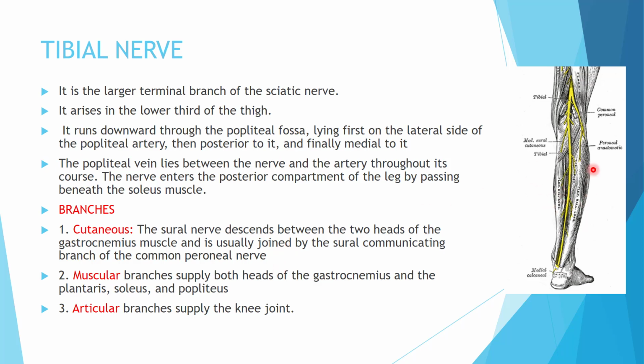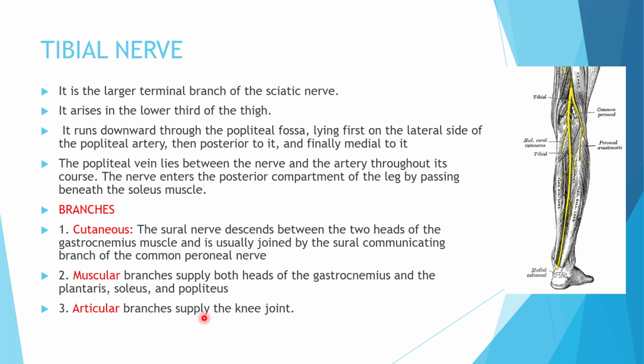Then there are muscular branches which supply both heads of the gastrocnemius muscle. One is lateral head and one is the medial head of the gastrocnemius, along with the plantaris muscle, the soleus muscle and the popliteus muscle. These are the muscles of the calf of the leg or the posterior compartment of the leg. Okay, so these are the muscular branches.